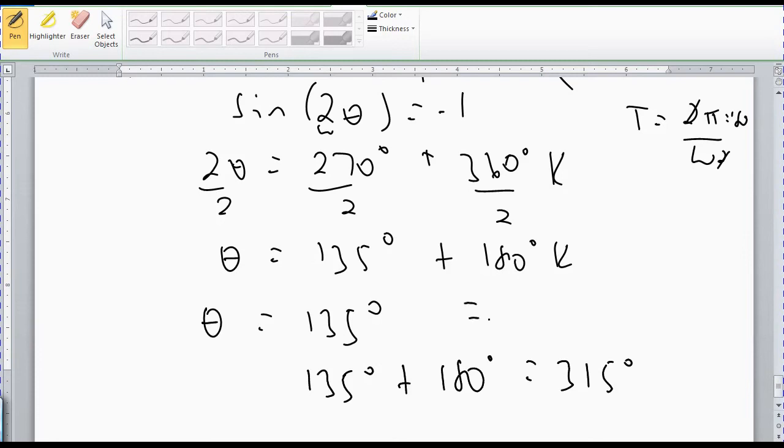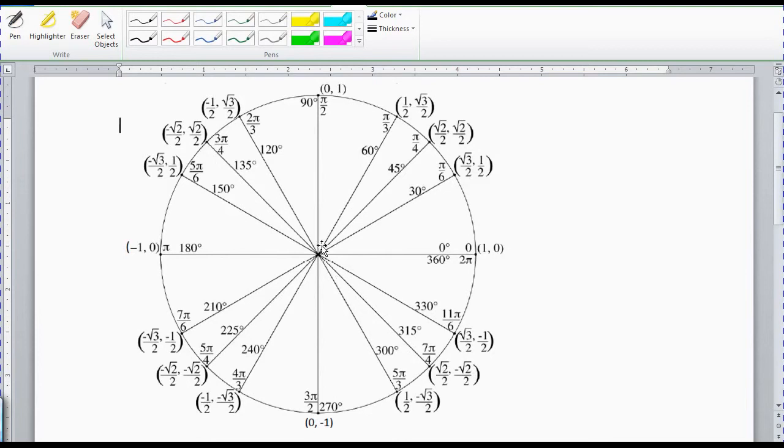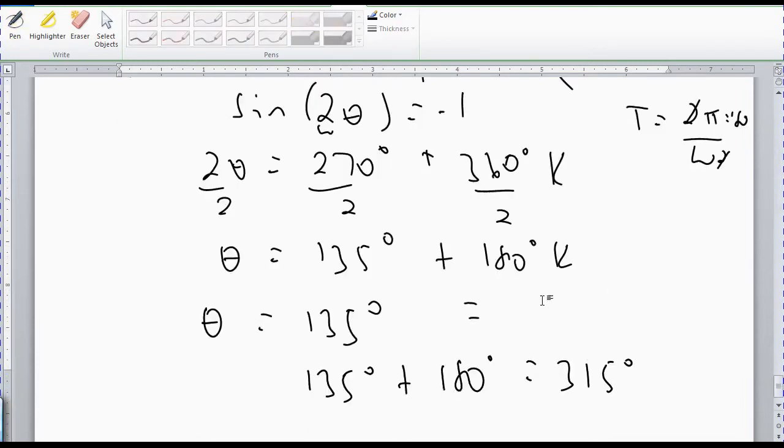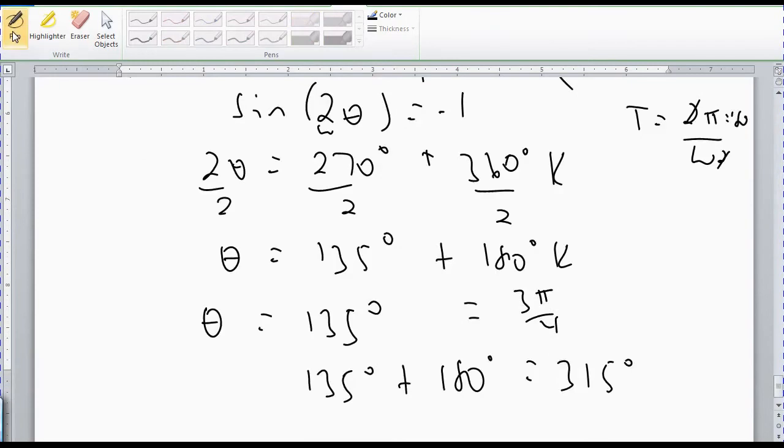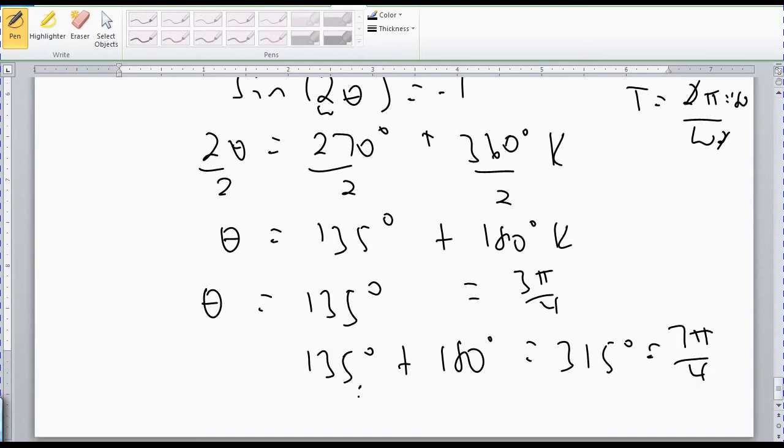So all I need to do now is find what 135 degrees equals. Let's just go to the unit circle. And that's 3 pi fourths. And 315 is 7 pi fourths. So that means our solutions are 3 pi fourths and 7 pi fourths. Done.